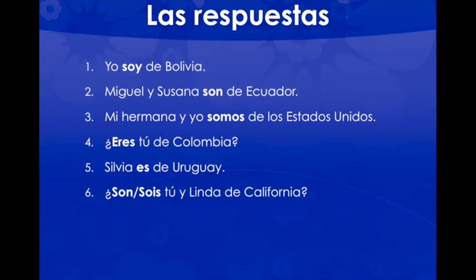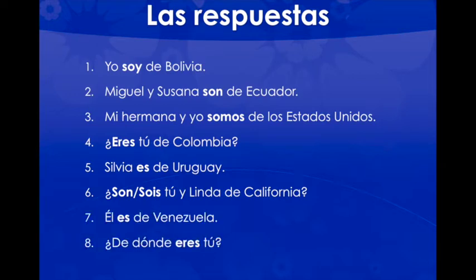Son or sois, here's a difference. You could use son if you're in the United States or the Western Hemisphere. Sois would really only be from Spain. But son tú y Linda de California. Are you and Linda, or you all, from California? Él es de Venezuela. He is from Venezuela. ¿De dónde eres tú? Where are you from?